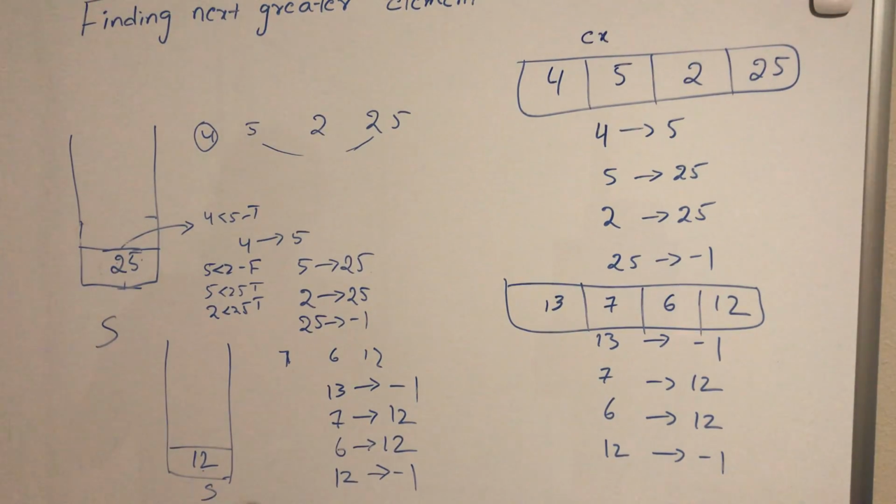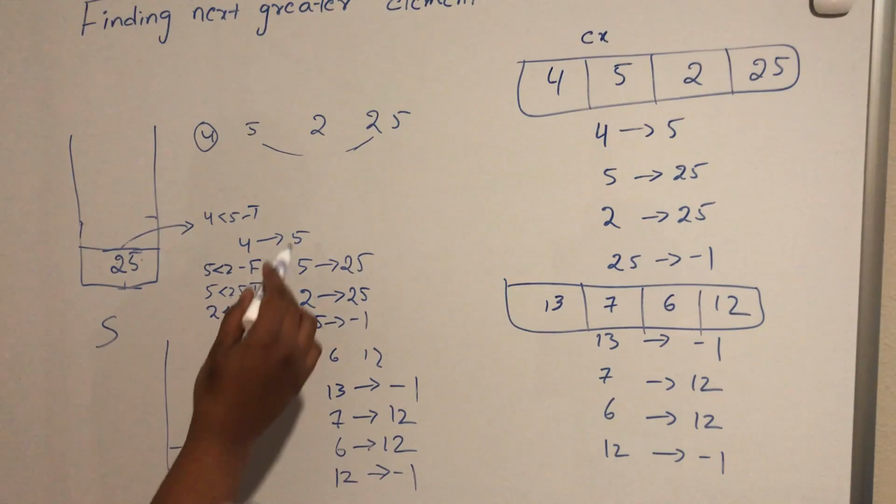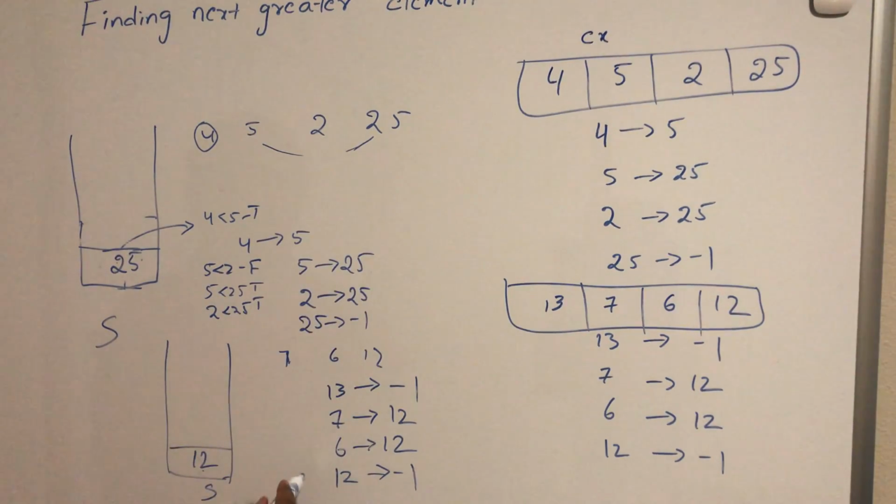So like this we will solve this problem, and this is order of n, since we are going through the loop once, with order of n extra space.